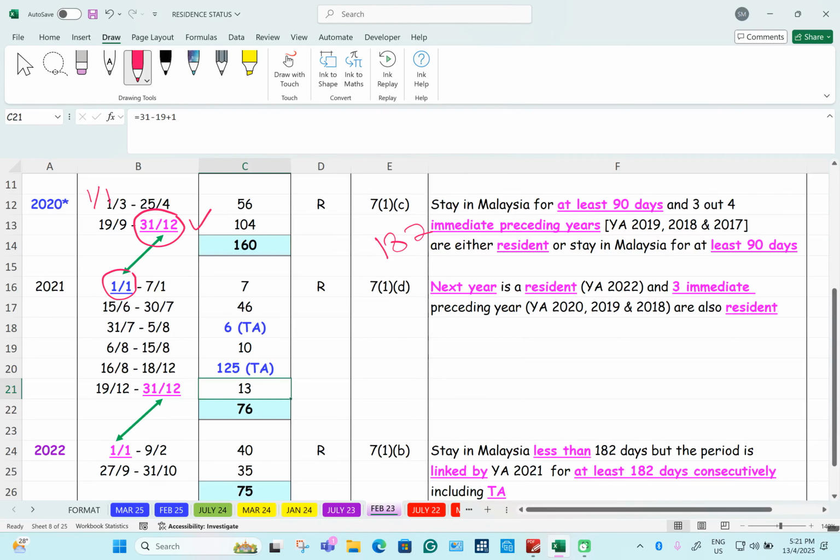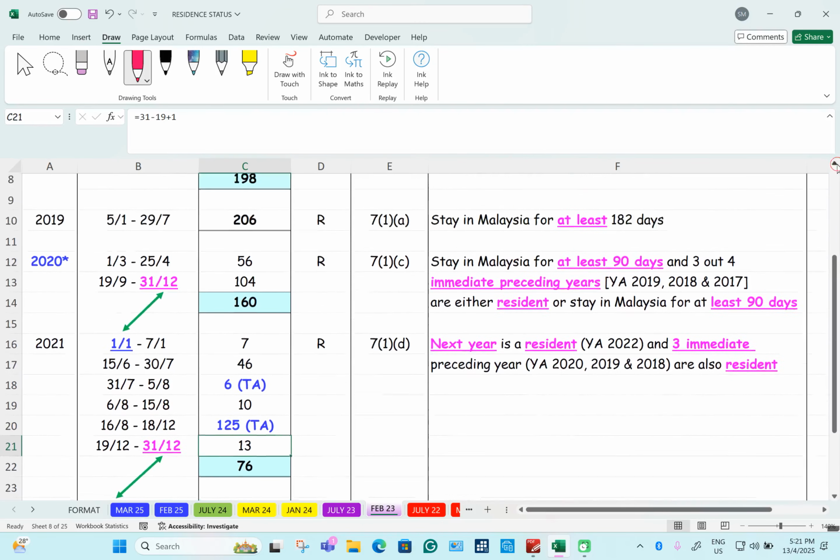Okay, 1 by 1. 1st January to 7th January, 7 days. Not enough, not enough. I need 182. So, what should we do? Go to the second date. Make sure the period is consecutive. 7 January, the next day is supposed to be 8 January. However, here is 15 June. Guys, where is our 8 January? On 8 January, she was not in Malaysia. Meaning to say the period is not consecutive. So what should we do? No. We cannot use link to. No link to in this case, because the period is not consecutive. So what should we do?